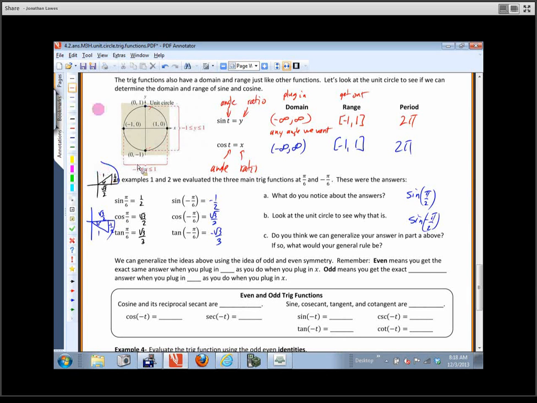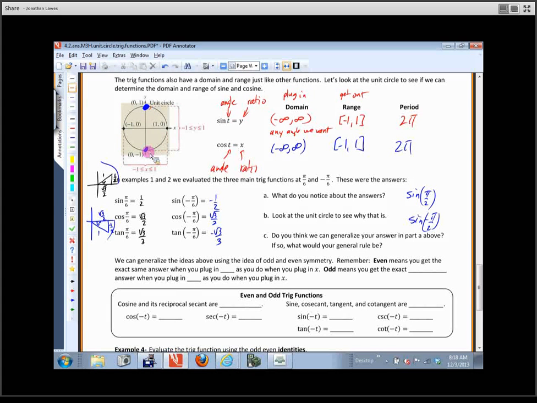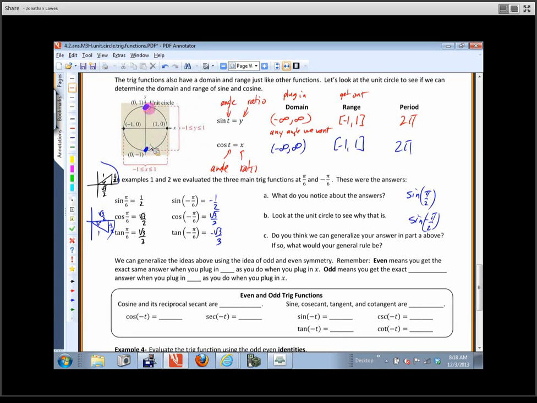Well, let's draw this. Actually, we've got the point right here. There's the point for pi halves. Here's the point for negative pi halves. How do the y-coordinates compare? Okay. The y-coordinate here is 1. The y-coordinate here is negative 1. They're exactly the same, except for when we do a negative 1, we get a negative answer. So this is 1. This is negative 1.